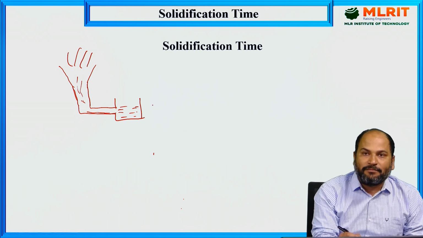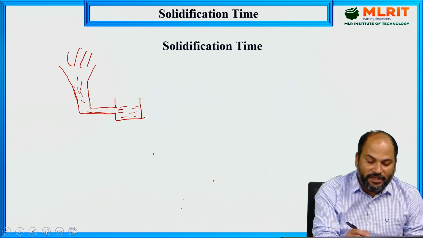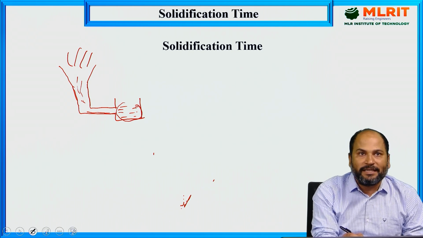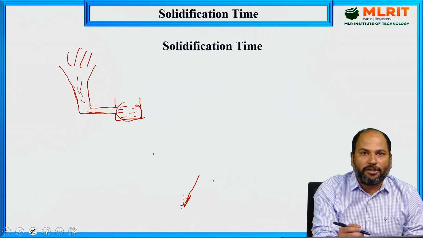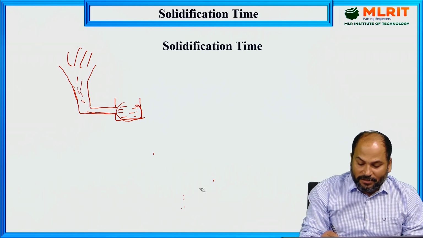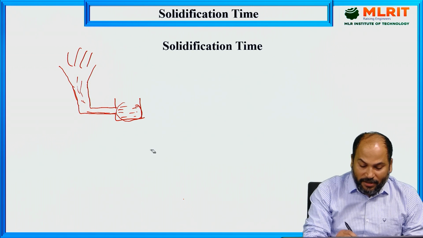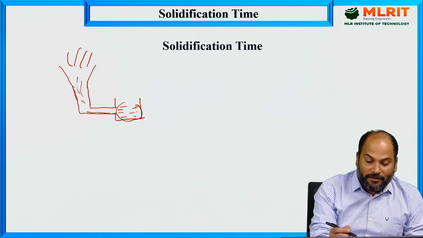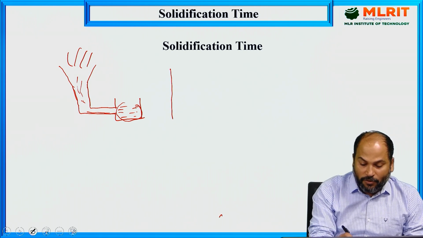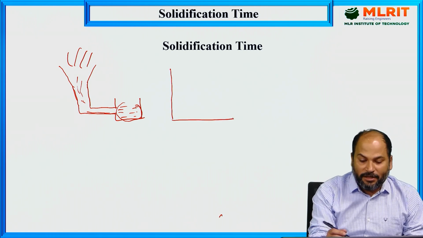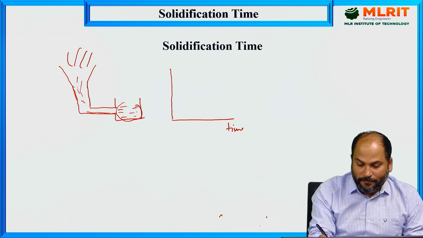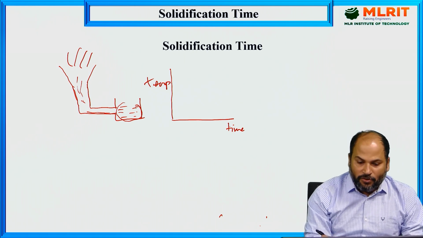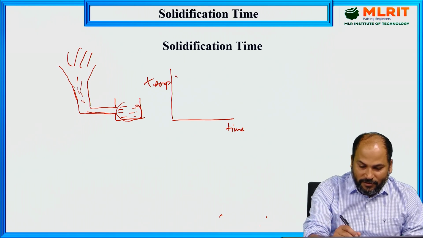So how much time that molten metal will take to reach this mold cavity, and once it reaches there, after that how much time it will take to change its state from liquid to solid, this is known as solidification time. If you are drawing through the graph and try to find out how to get this, we can find out. Suppose this is the graph we are plotting. Here this is the time, and on the vertical axis it is temperature.